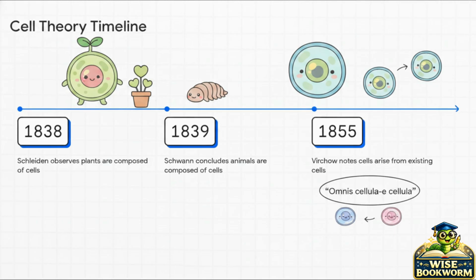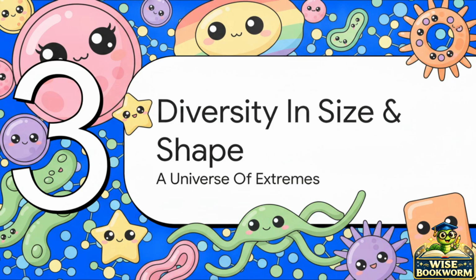So together, they formulate the initial cell theory. But there was a catch. Where did new cells actually come from? Fast forward to 1855, and Rudolf Virchow drops the mic, giving the theory its final shape. He stated, "Omnis cellula e cellula." Basically, all cells come from pre-existing cells. Boom. Theory complete.